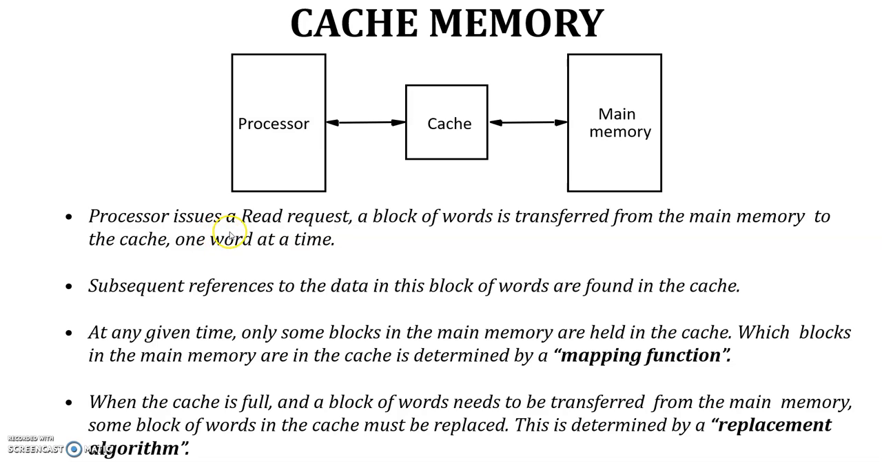The processor issues a read request. A block of words is transferred from the main memory to cache, one word at a time. So when the processor issues a read request, a block of words will be transferred from main memory to the cache memory. The transfer will be done one word at a time.